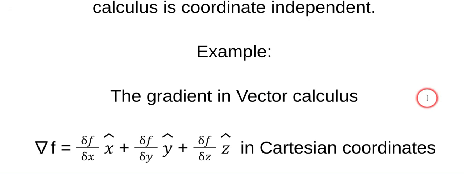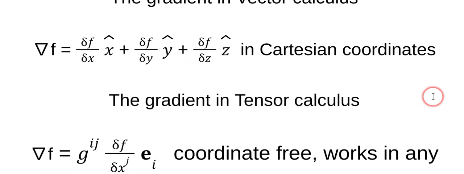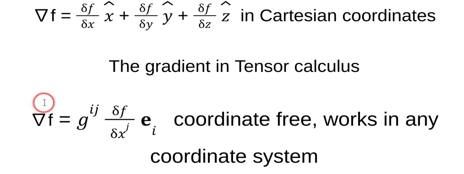If you write this gradient in tensor calculus, it looks like this. The gradient of that scalar field is equal to the elements of the inverse metric tensor times the differential of that scalar field with respect to an arbitrary coordinate, multiplied by an arbitrary basis vector. You don't see any reference here to coordinates. Okay, it's coordinate free. This works in any coordinate system. That's why it's a tensor, because a tensor works in any coordinate system. That's the reason we have them.